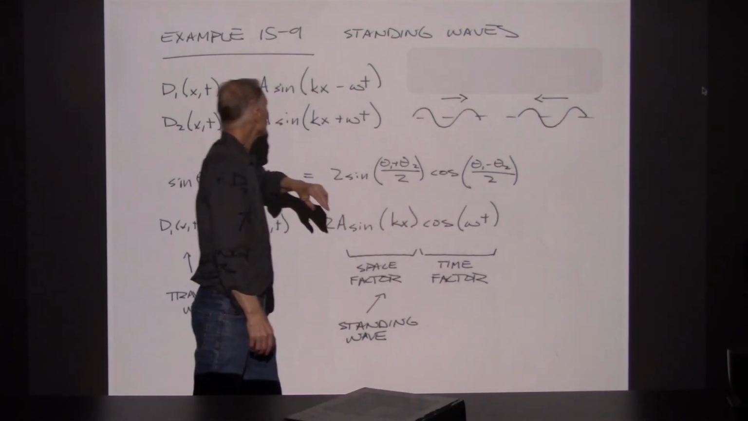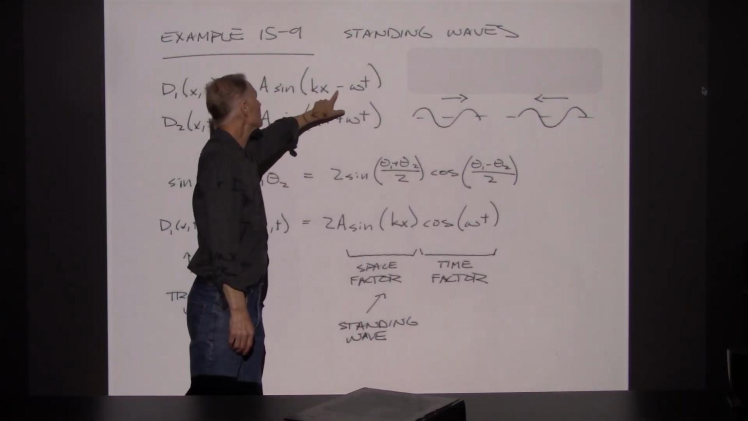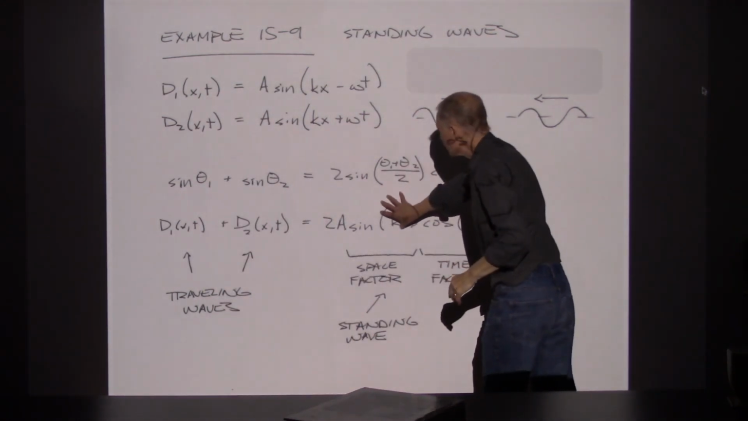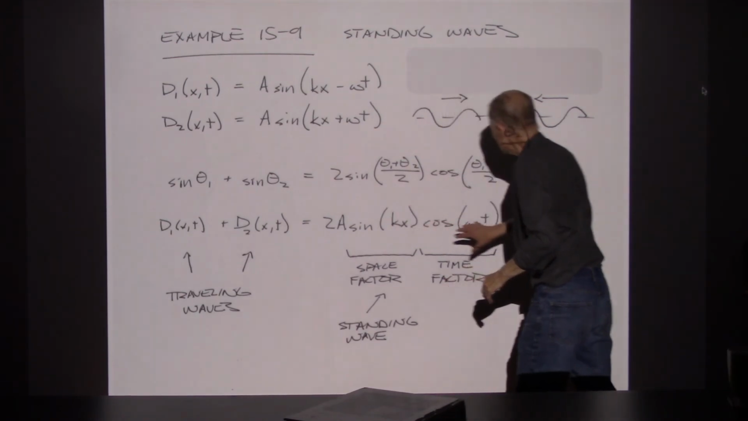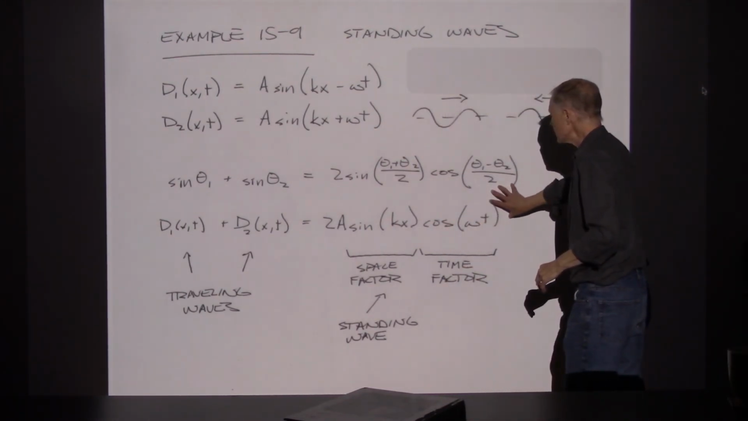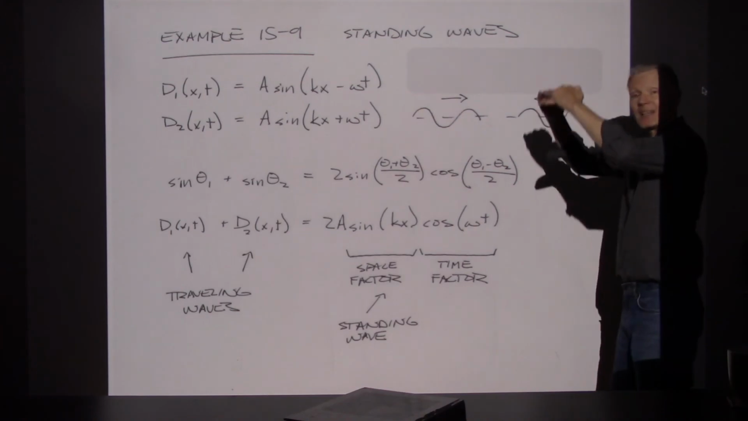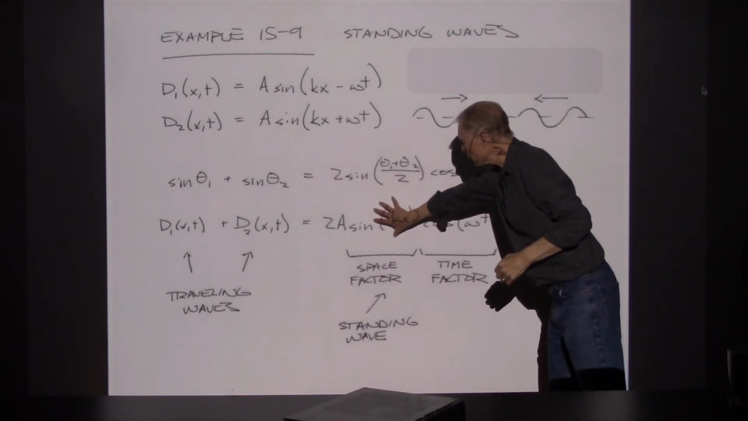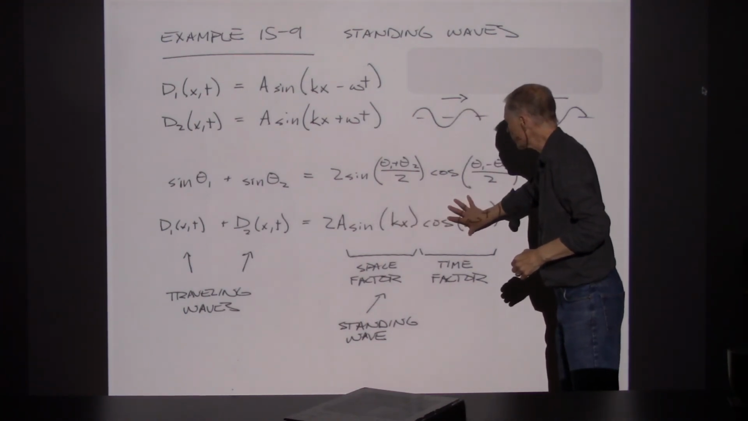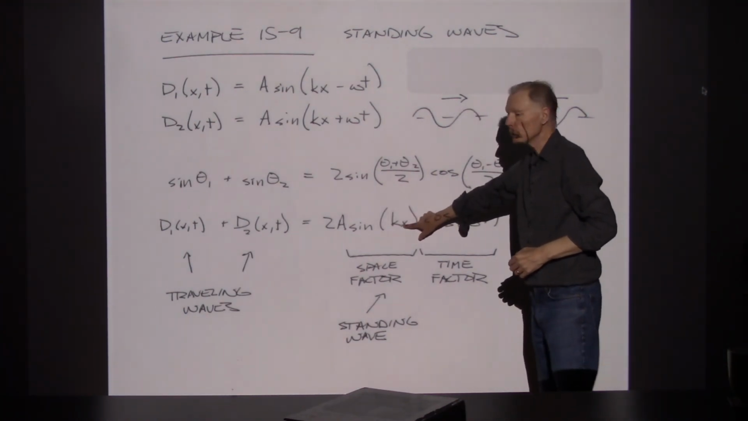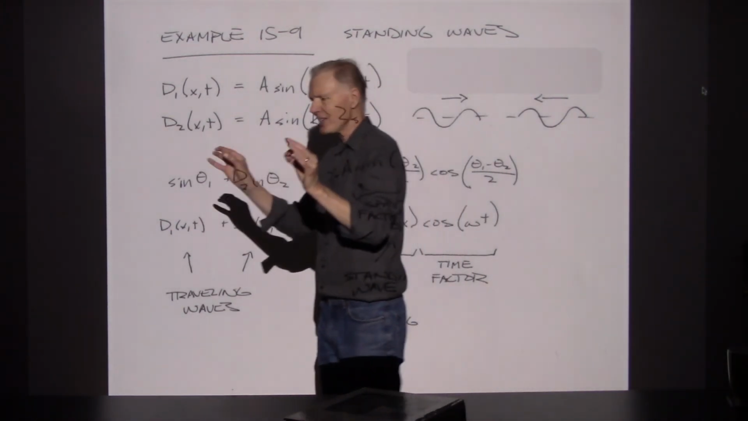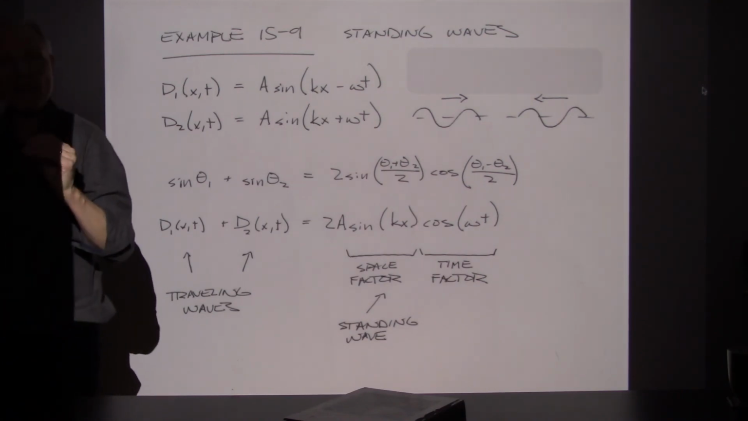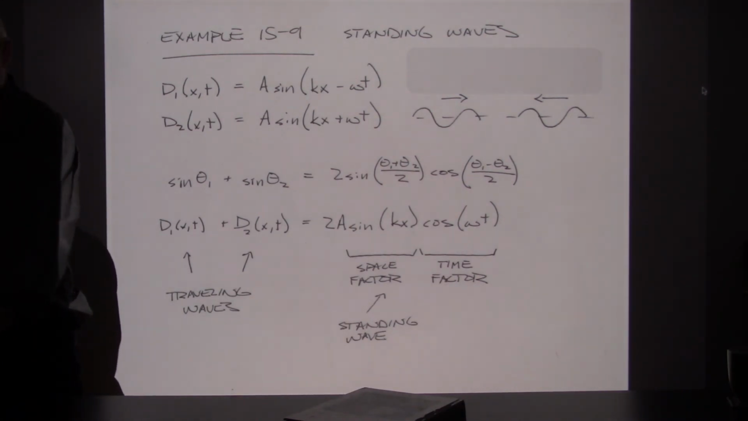It's no longer traveling, because it's not kx minus omega t. It's the sine of kx, that's the profile, times the cosine of omega t, which represents how that profile is oscillating back and forth in time. So the entire profile oscillates back and forth in time. The nodes don't move. So wherever the nodes are, they stay fixed. And that's how a sine function would work if it's standing instead of traveling.